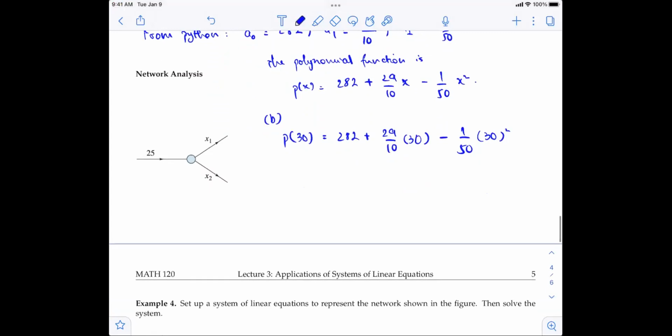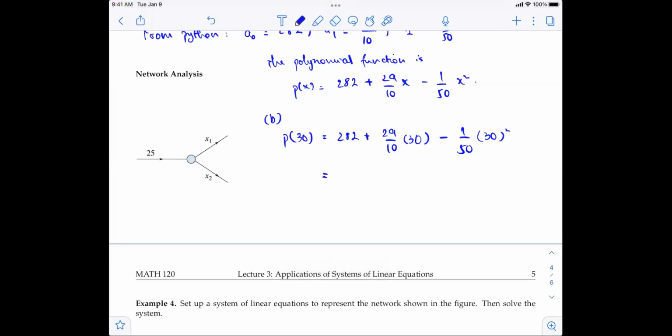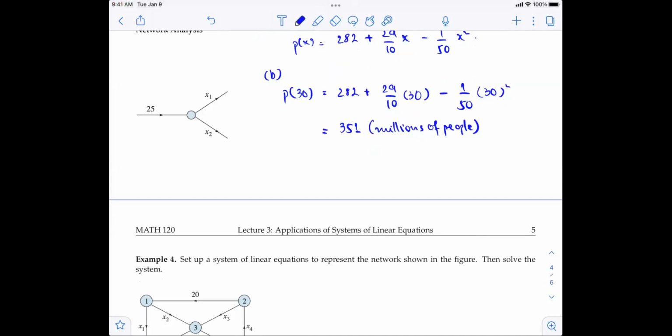Okay. And this is going to be equal to 351. So this is millions of people. Right. And we're going to do the same calculations, but for the case of x equal to 40.